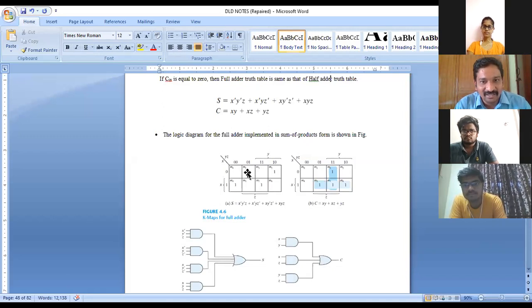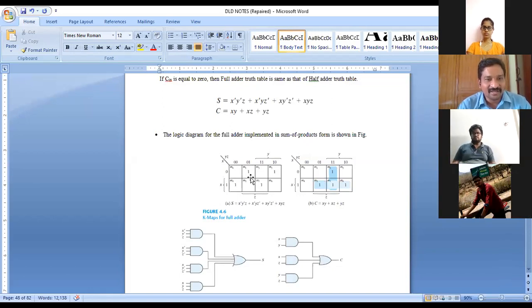Can anyone tell this one? I have written a 1 here, 1 here, 1 here, 1 here, regarding this equation. Now there are no adjacent cells. These are all individual cells. You cannot form any adjacent cells, even though 4 ones are there. This is the best example for that. All are essential prime implicants.